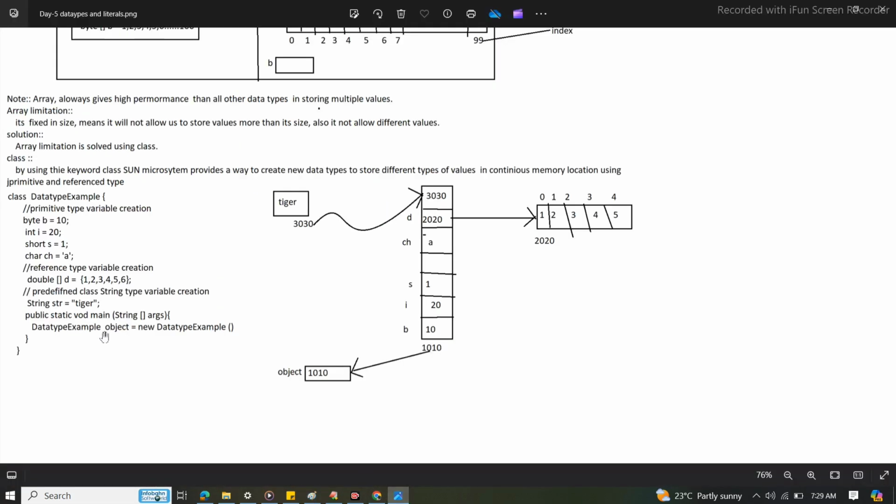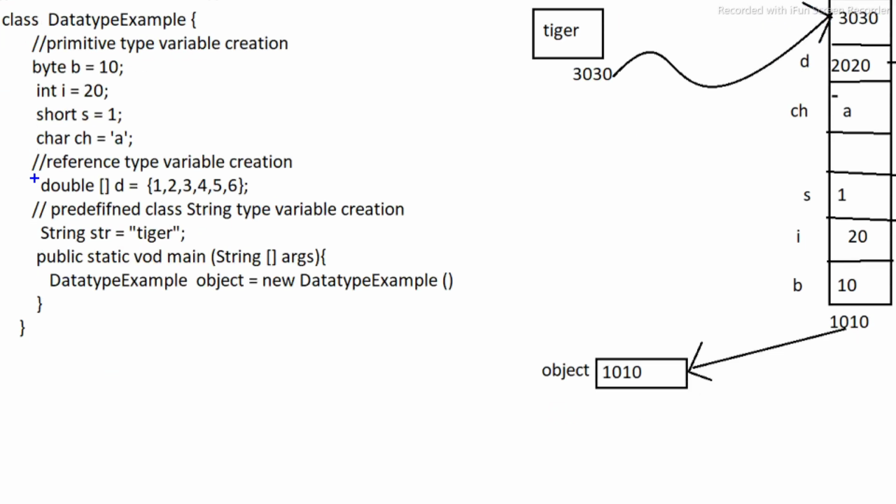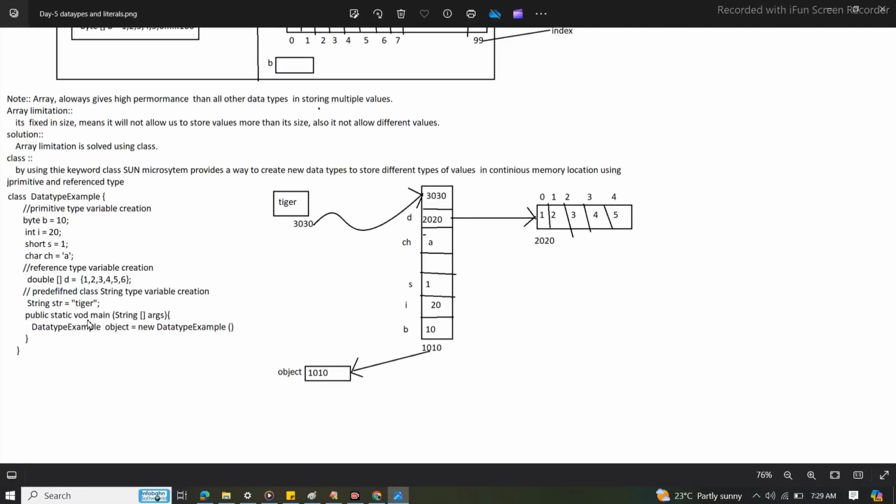Here, if you see, this is an array. This is a double D, a reference type. If we print this D, what will come? Null will be printed. Yes or no? Null will be getting printed.